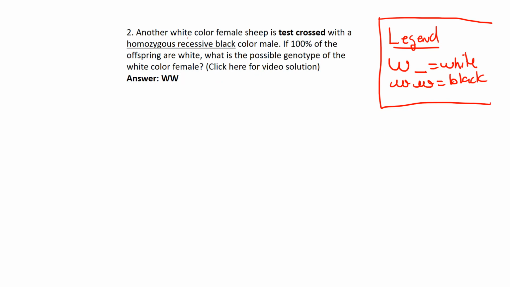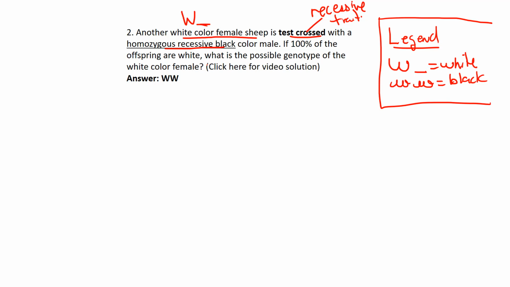Let's underline the parents. Another white colored female sheep is test crossed with the homozygous recessive. Now, if you remember, test cross are always done with the recessive individual. So the recessive trait, that individual, it's always done with that. And the reason why is because we know that if it's a recessive trait, we know the genotype. You don't have to do any genetic analysis to find out what the genotype is. If it is a black sheep, we know the genotype, little w, little w. The white one, however, is the unknown. So we know she has a capital W, but again, in the question, they don't say if she's hetero or homo, so we put a line to represent what we don't know.